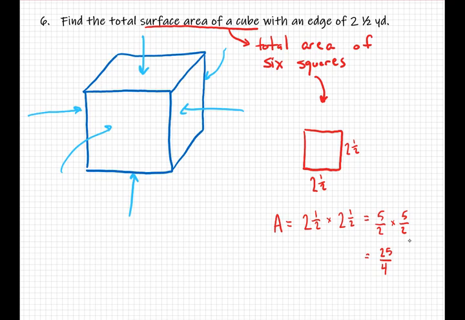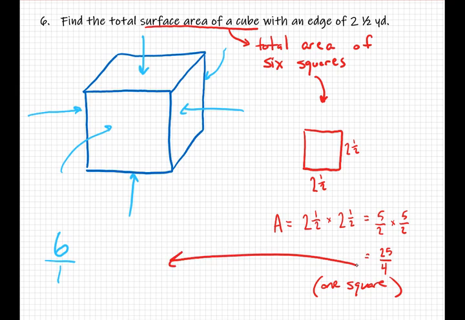And so since there's 6 of them, before we convert back to a mixed number, let's go ahead and take 6 and multiply this by the 25/4. So this is for 1 square. Okay, so now let's take this 25/4 and multiply by 6, because there's 6 of them. So 6/1 times 25/4.